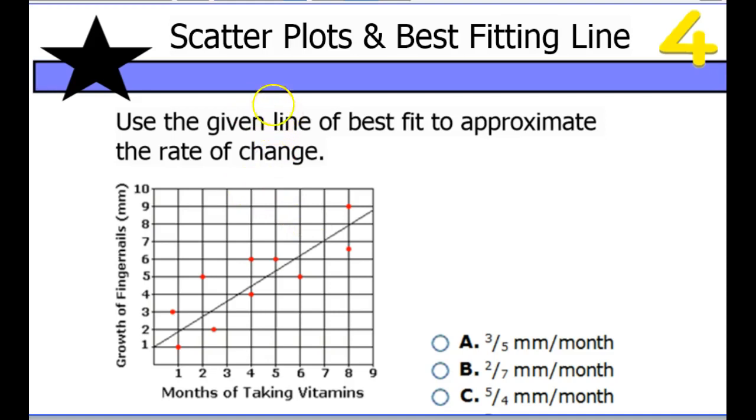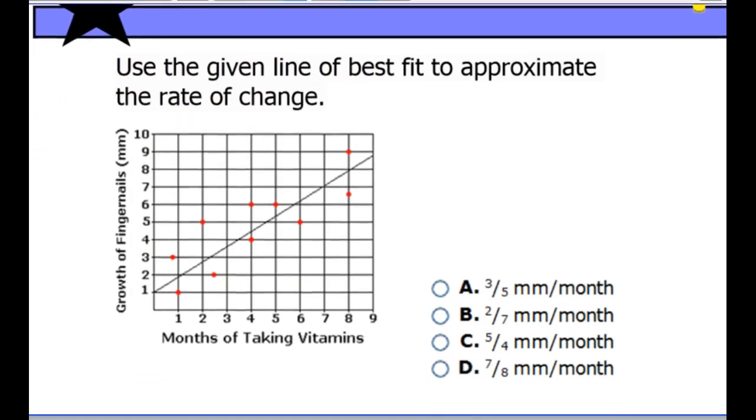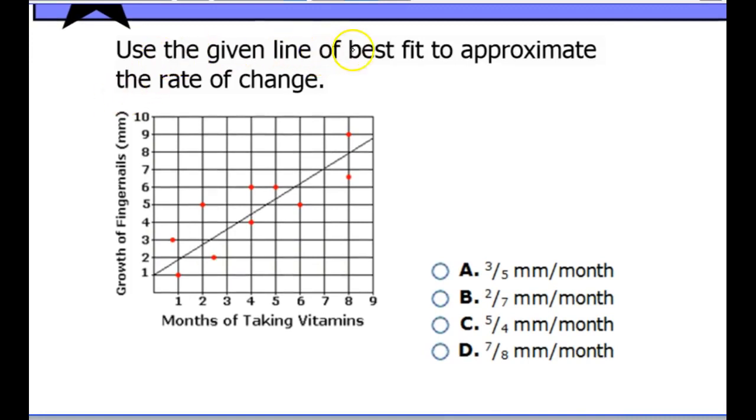Alright, our second lesson is going to be scatter plots and best fitting line. So what we need to do first is we're going to use the given line of best fit to approximate the rate of change. So we need to find our slope to give us our answer here.